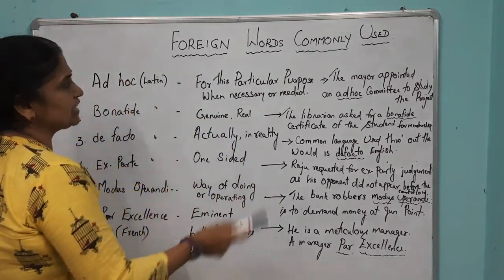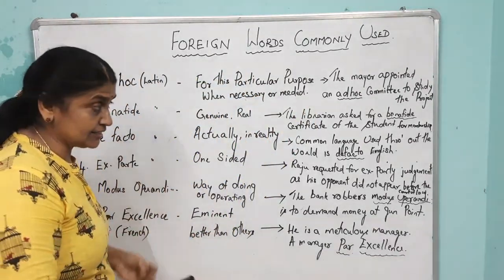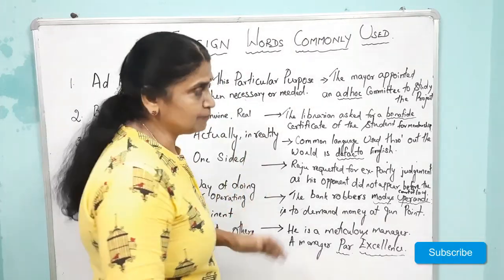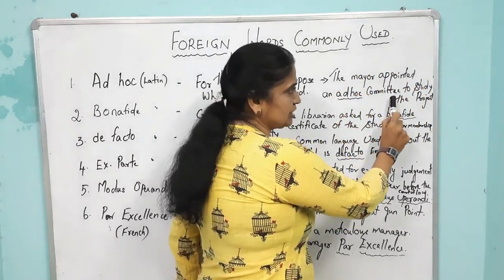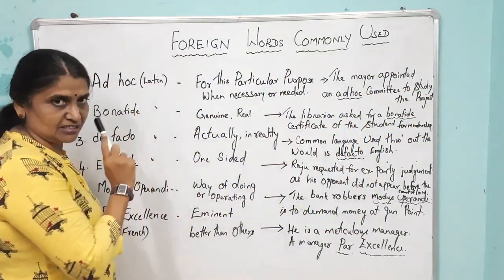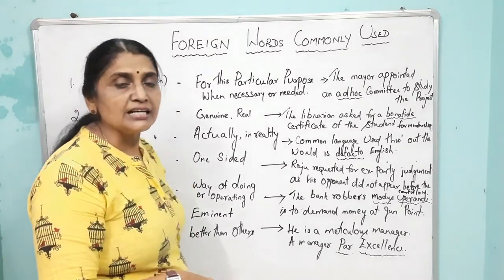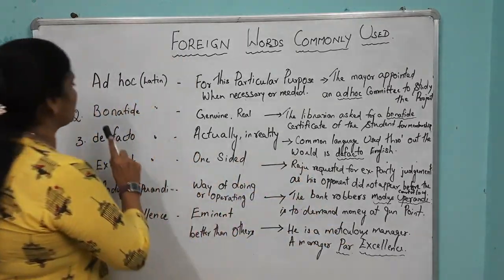So ad hoc means for a particular purpose, or when necessary or needed. The example I told you is: the mayor appointed an ad hoc committee to study the project. This is a Latin word, and we often use it in the English language. Clear? Now let's go to the second word.